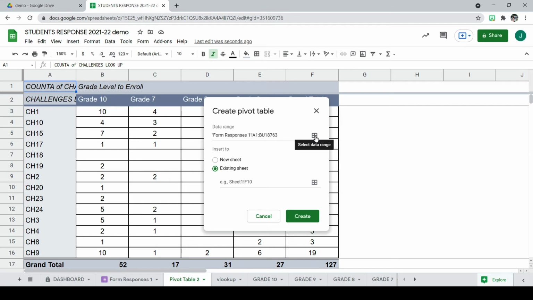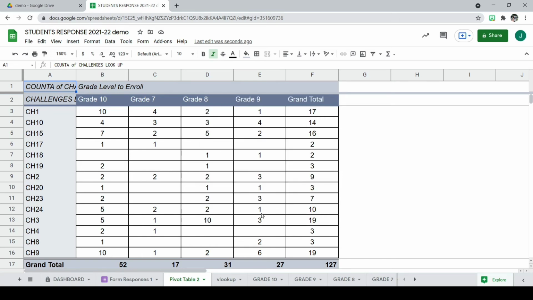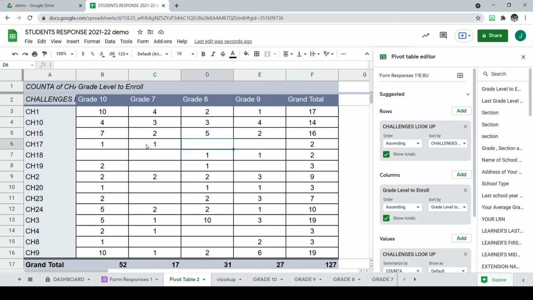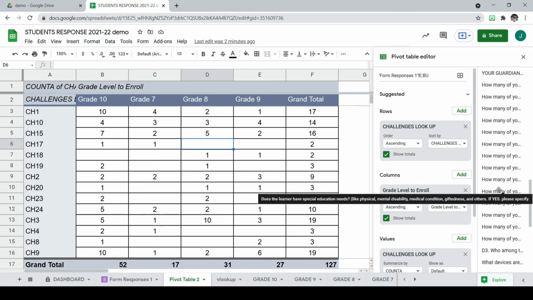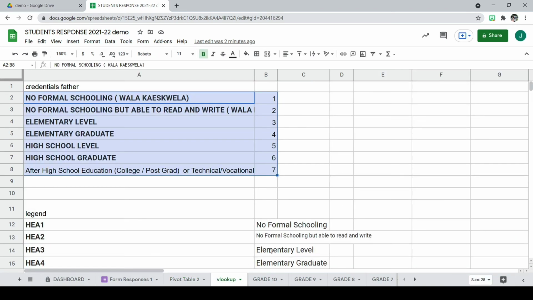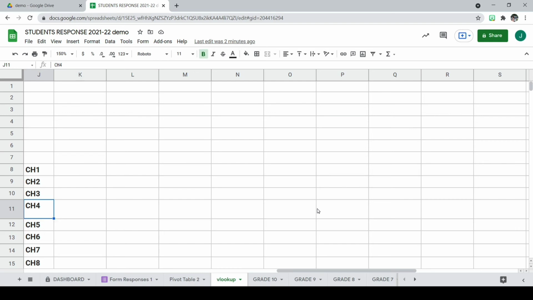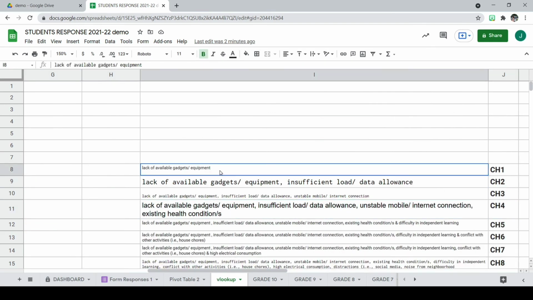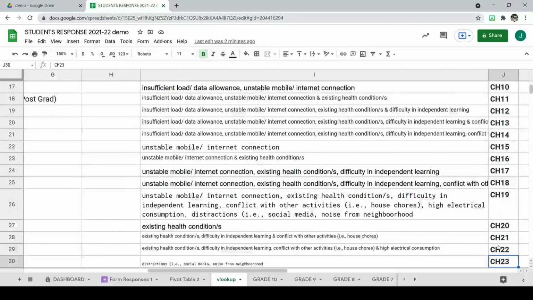Then what you will do is edit your search. For example, challenges lookup. I'll convert the answers into numbers, because it's long. For example, lack of available gadgets. I give it values, which are CH1, CH2, CH3, CH4, and so forth. Okay, I create the values.